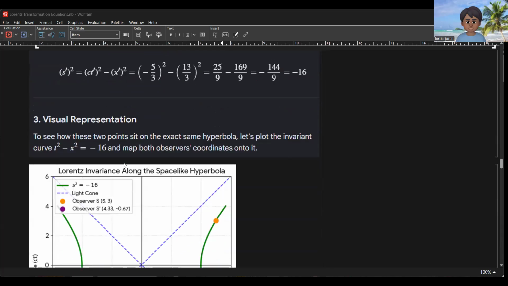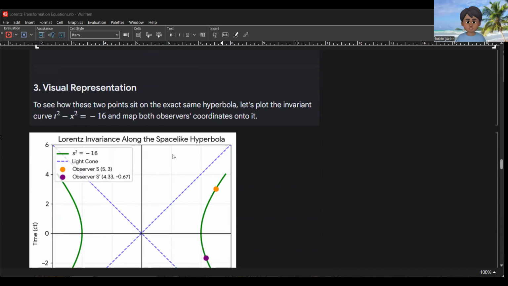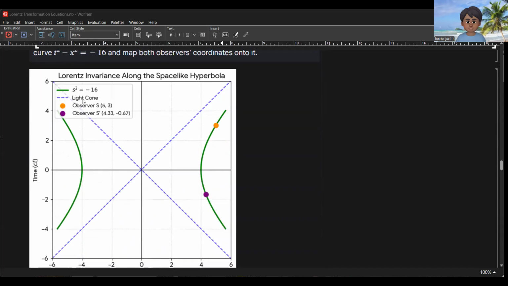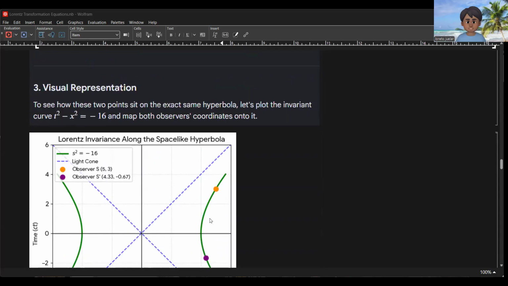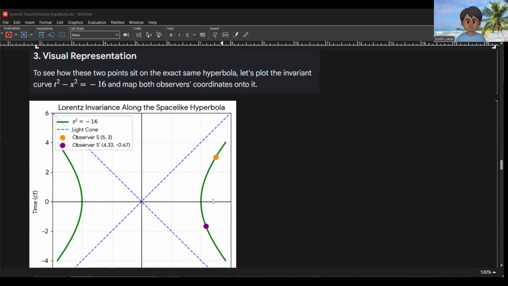So we have the visual representation. To see how these two events sit on the exact same hyperbola, let's plot the invariant, t squared minus x squared equal to negative 16, and map both observers for this system. This is negative, so that is a spacelike region here.